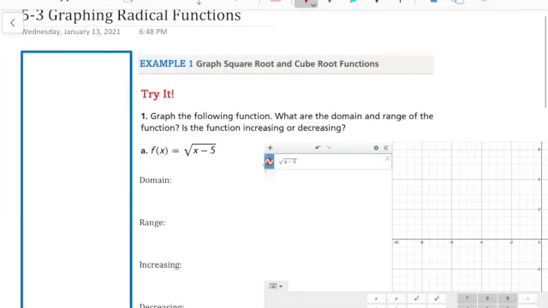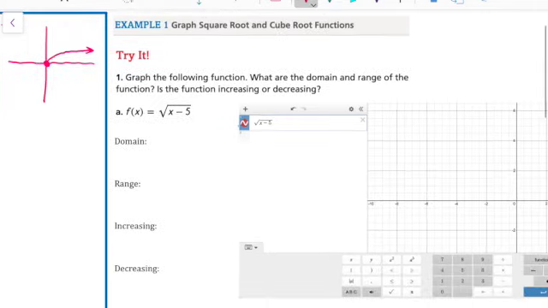So your basic radical function, square root of x, starts at 0, 0, and it makes half of a sideways parabola. What I mean by that is this would have been the other half of the parabola, but not today. So radical looks like that.